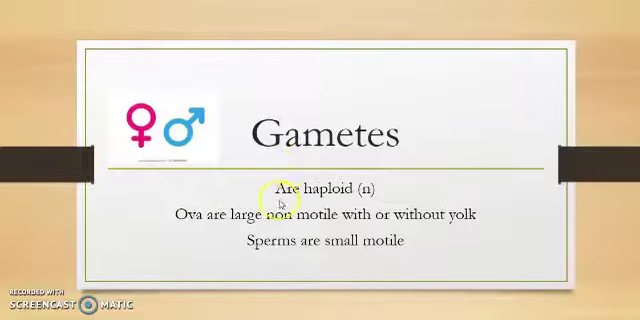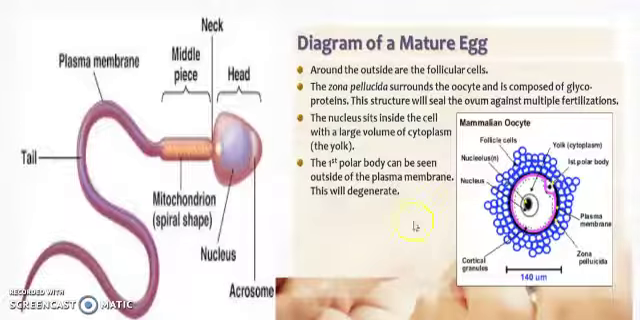Gametes are the sex cells. They are haploid in nature, in which they have half the number of chromosomes: egg and sperm. Egg is also called ova. Single is called ovum, and egg is large in size and non-motile, which means non-moving. The yolk is present or absent. The yolk is present in case of amphibian, reptile, birds, and egg-laying mammal. It is absent in case of placental mammal.